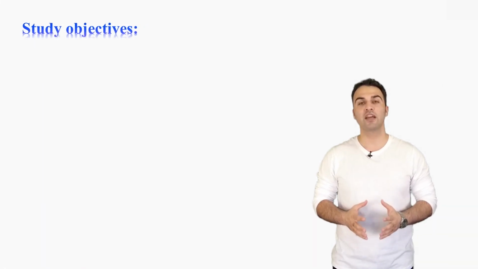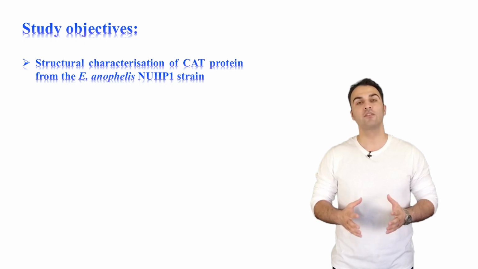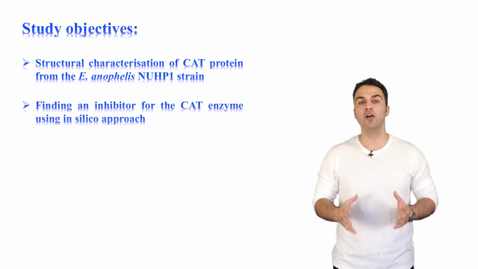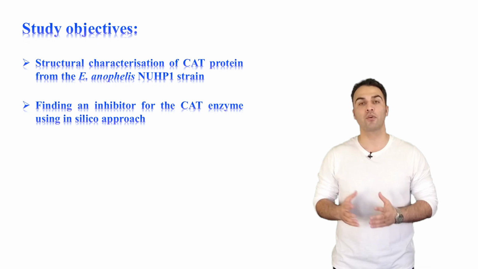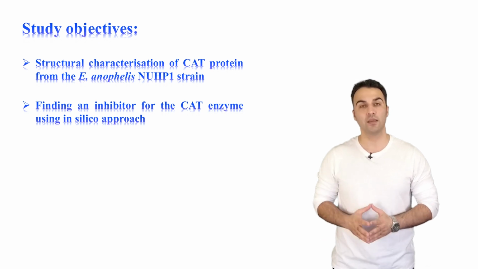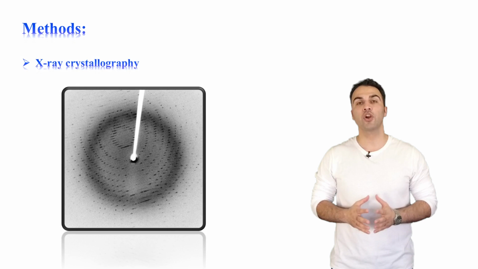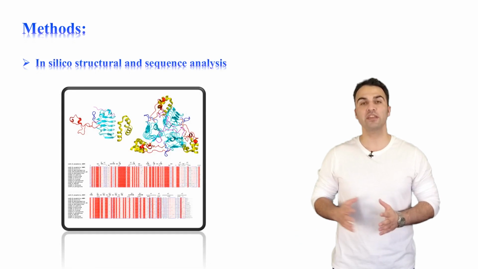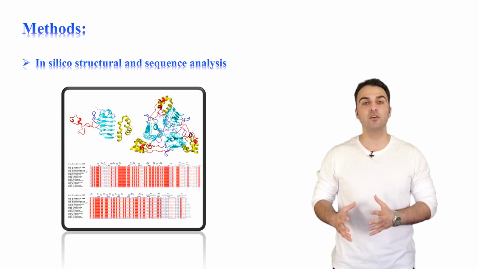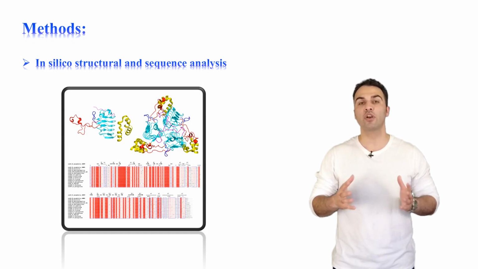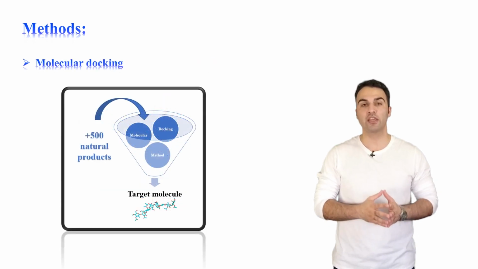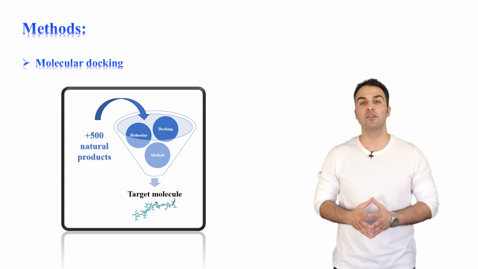In the present study, we characterized the structure of CAT protein from E. anophelis NUHP1 strain that caused the Singaporean outbreak. We also performed a virtual screening of over 500 natural products derived from plants to find a potential CAT inhibitor. We used X-ray crystallography for structural determination. Additionally, we analyzed our protein in comparison with other CAT enzymes in terms of structure and sequence to determine the classification of our enzyme and putative active site residues. Finally, we used molecular docking method to find a potential inhibitor for the CAT enzyme.